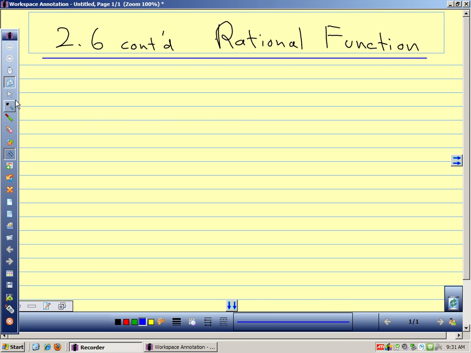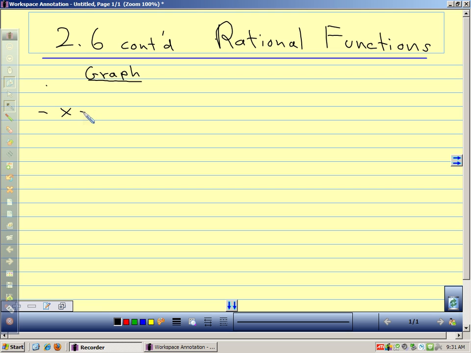Remember. So rational functions. When we graph these, we're going to talk about graphing, and that'll help us remember how to do a couple of other things as we graph a couple of these. So when we graph these, we want to sketch a graph. To sketch a graph, we want to find the x and y intercepts.